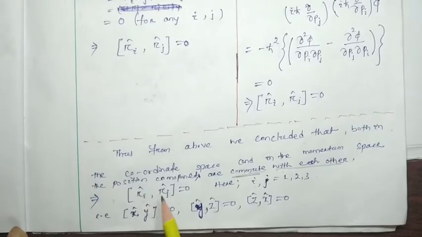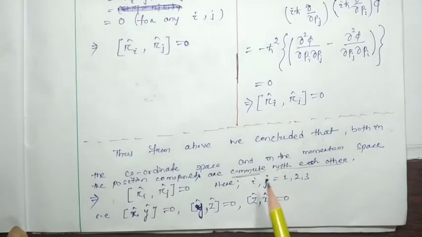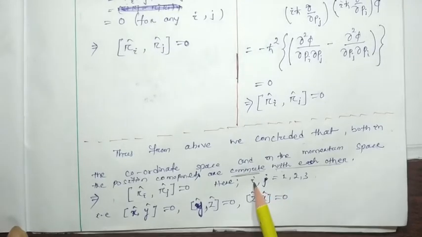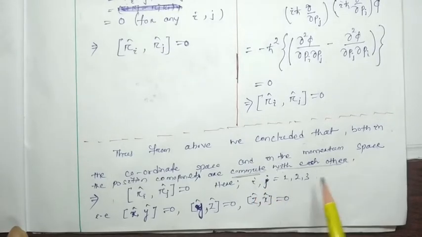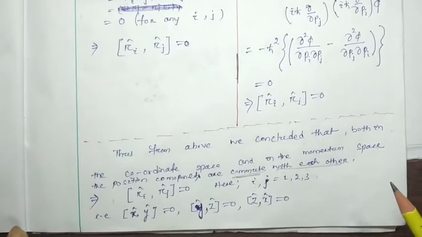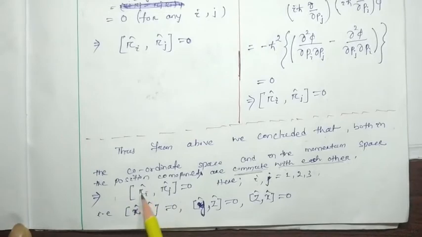That means [Ri, Rj] will be equal to 0. Here i and j both belong to 1, 2, 3 components, maybe 1, maybe 2, maybe 3. So if we consider i is 1 and j is 2, then [x, y] will be 0, [y, z] will be 0, [z, x] will be 0.